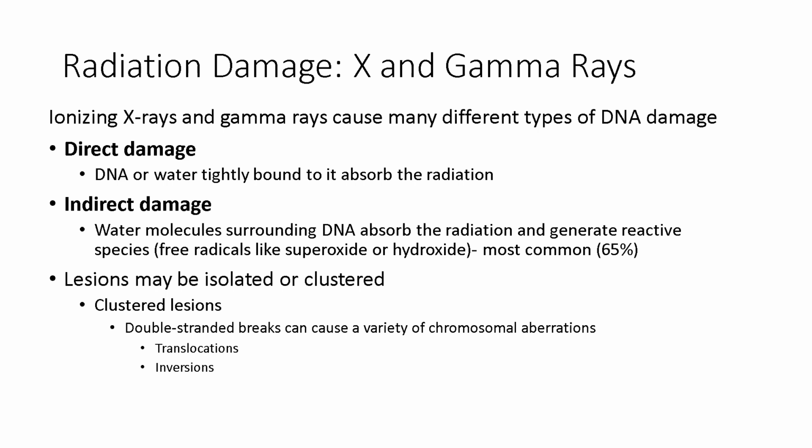Direct damage occurs when radiation is absorbed by DNA or water molecules tightly bound to DNA. In the more common indirect damage, radiation ionizes surrounding water molecules, producing reactive oxygen species such as hydroxyl radicals. These radicals can cause single-strand breaks, base modifications, and even double-strand breaks. Clusters of such lesions can lead to chromosomal rearrangements like translocations and inversions.